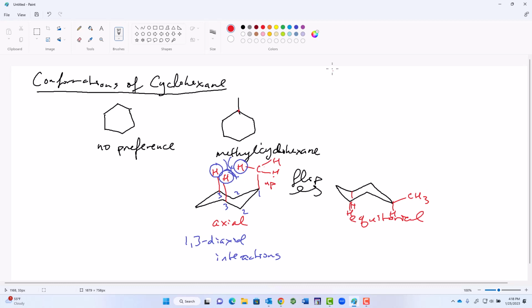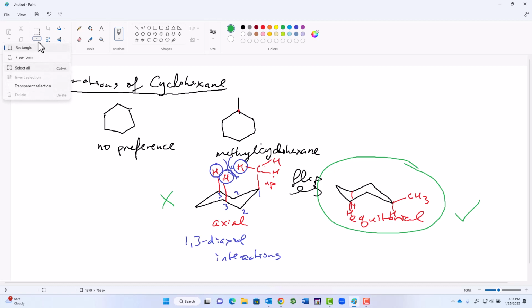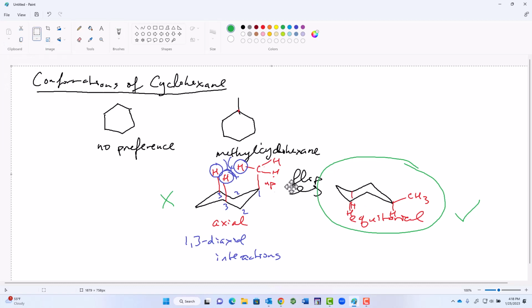So if we compare the axial and the equatorial conformations, these two chair flips, we're going to see that the equatorial conformation is going to be much more preferred than the axial conformation of the CH3 group, because we're minimizing the 1,3 diaxial interactions by forcing the methyl group to be equatorial versus having it be axial.